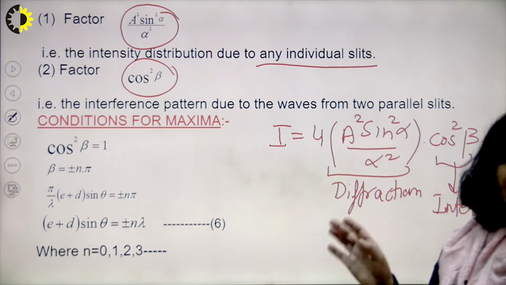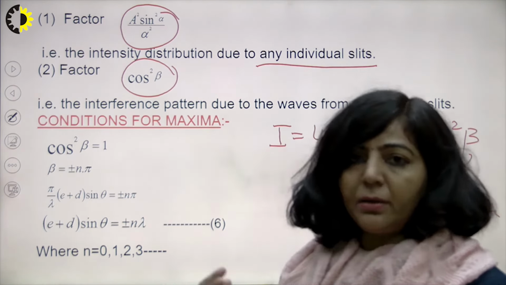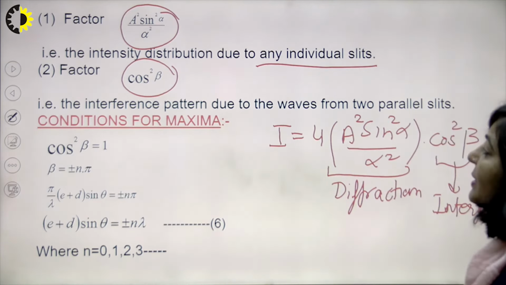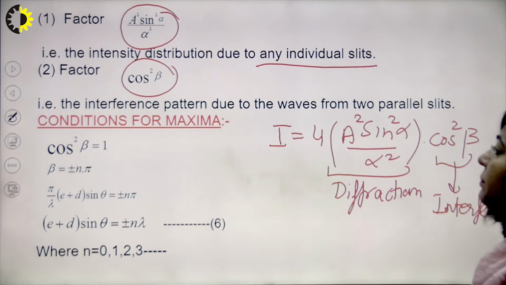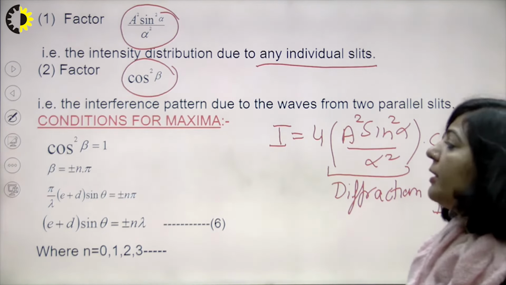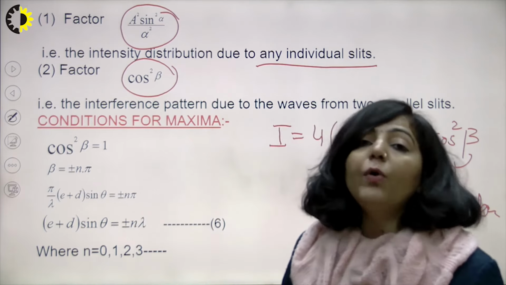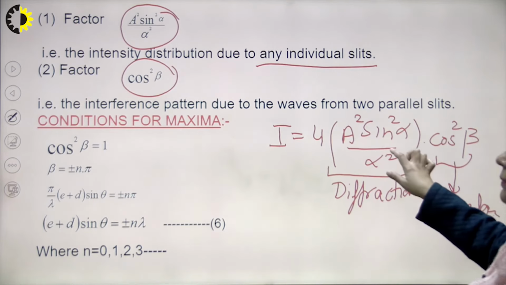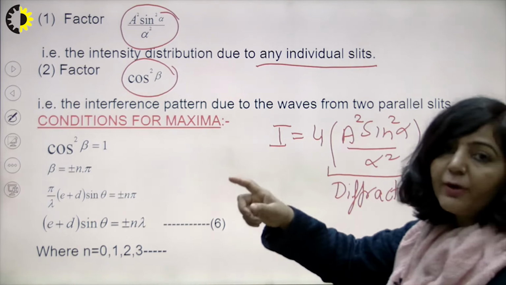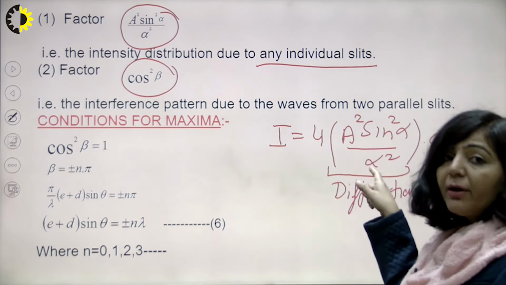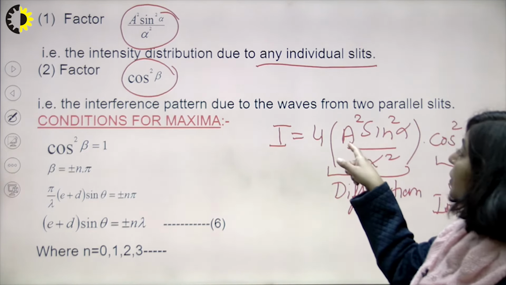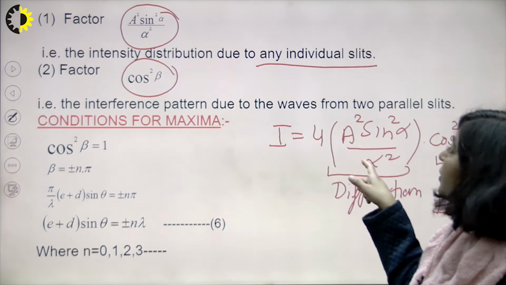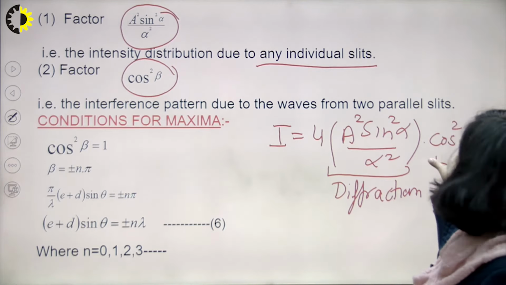So when these two terms are discussed in totality, they decide whether you are going to get maxima or minima. To decide the condition of maxima, you have the factor cos square beta. If cos square beta gives you 1, then you get maxima. And from single slit diffraction, the other factor takes its maximum value when alpha is 0, and then the entire factor gives only A square, which we have already discussed in single slit diffraction. So I am discussing the condition only for cos square beta here.